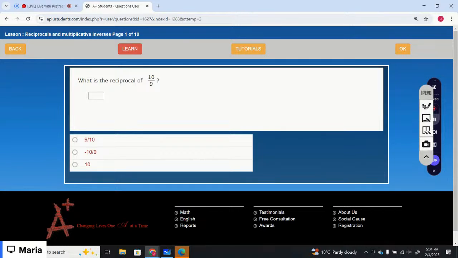What is the reciprocal of 10 over 9? The reciprocal of 10 over 9 is 9 over 10. That is option number 1.